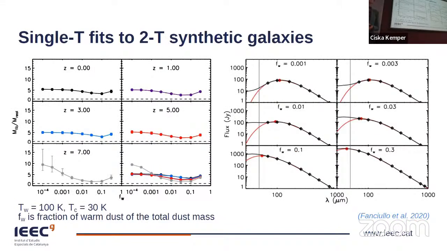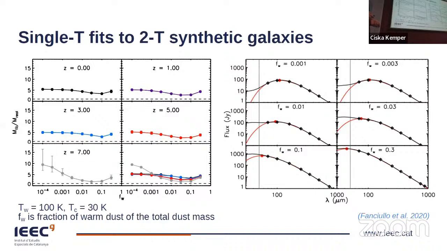What we then did was we actually made a synthetic galaxy that had a more complex temperature structure. It had 2 temperature components. So this is slightly more realistic. We had 2 temperature components, one of 100 Kelvin and one of 30 Kelvin, and where we had different fractions of warm dust to the total dust mass. So we also varied that. That is shown here on the horizontal axis. So it goes from very low warm dust components to about half of the dust being in the warm dust component.